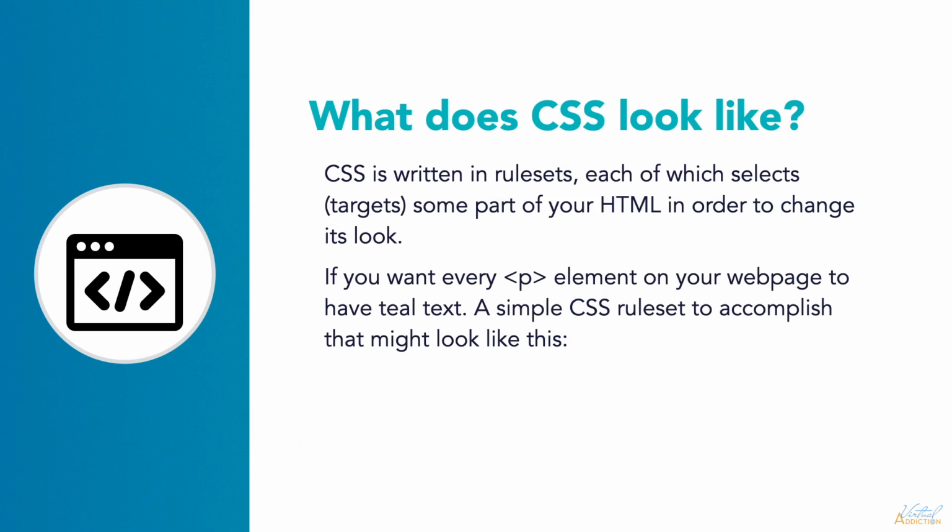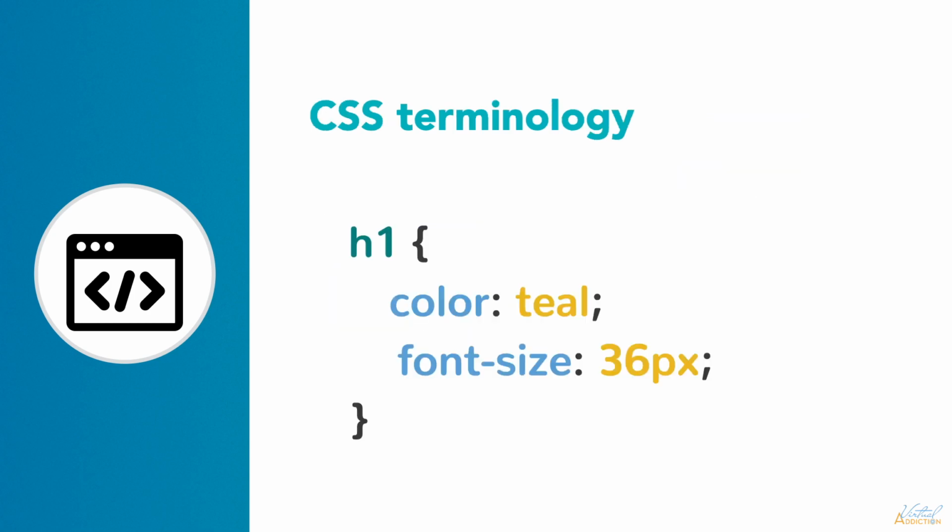So what exactly does CSS look like? Well, CSS is written in rule sets, each of which selects or targets some part of your HTML in order to change its look. For instance, if you want every paragraph element on your web page to have teal text, you can use a simple CSS rule set to accomplish this. Here is another CSS rule, but this one is slightly more complex. Let's go ahead and talk about the parts of a CSS rule so that you understand the terminology.